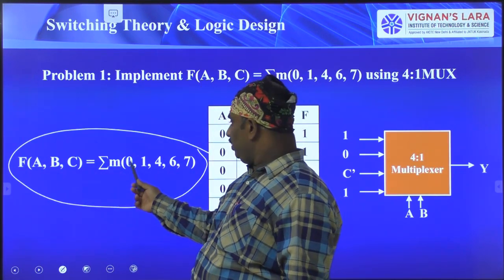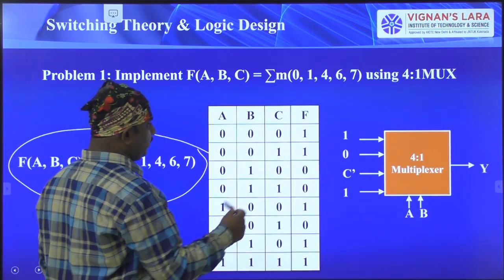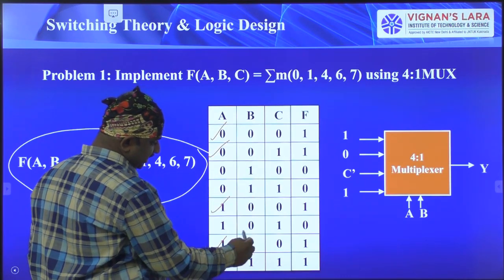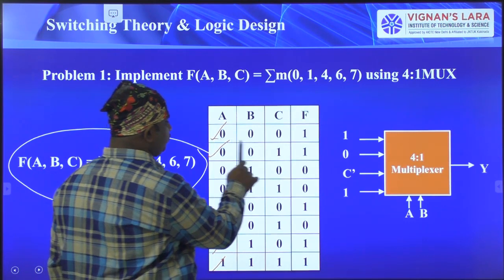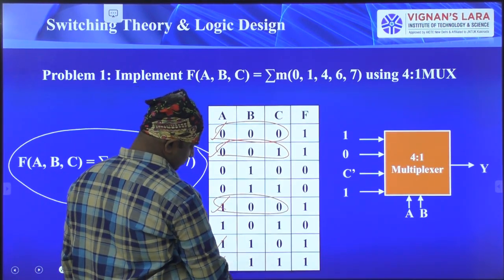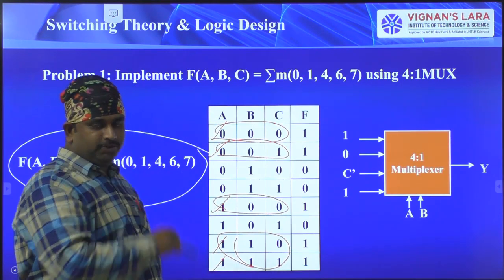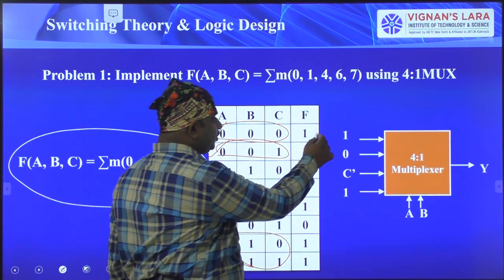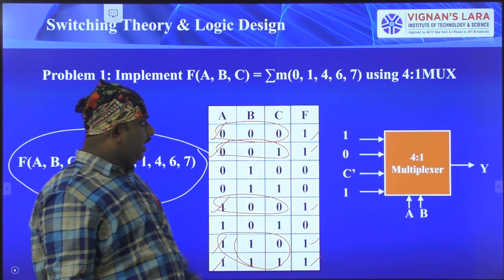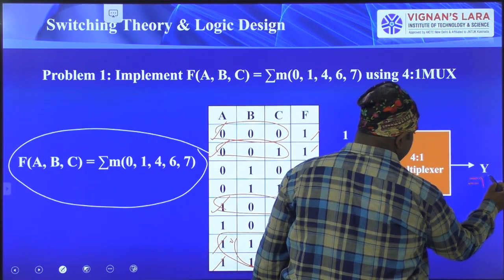F of A, B, C is equal to sigma 0, 1, 4, 6, 7. Those values we have mentioned here. For these combinations of inputs, we got the output values. For the combination of these inputs, we have the output value 1. For the remaining, we have 0. Now I said that F is nothing but Y. Here Y is equal to nothing but F.